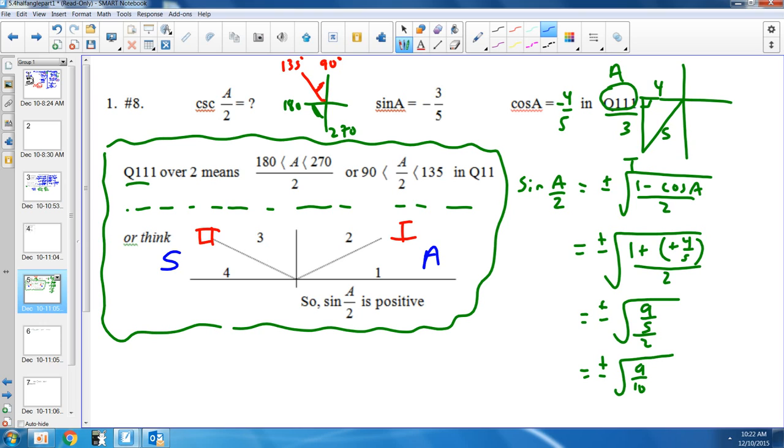Going back to the problem. We're in the third quadrant. Half angle for the third quadrant means this right here, if moved to that one, which means that your sine is going to be positive. So this is equal to square root of 9 over 10, positive, which means now the cosecant is going to be square root of 10 over 3, because square root of 9 is 3.